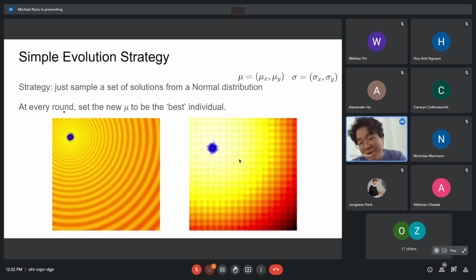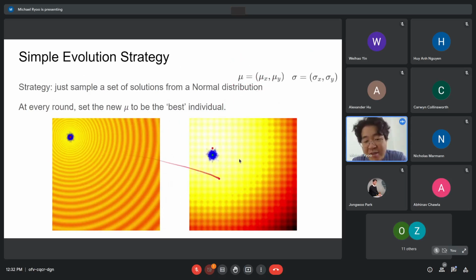Here is strategy number one. We sample a set of solutions from a normal distribution, and at each round, we set the new mean to be the best individual. What are we talking about? In this simple evolutionary strategy, I am maintaining my population in the form of a Gaussian distribution. The Gaussian distribution has a mean and variance. I will not touch the variance, but at every iteration, I will be updating the mean.